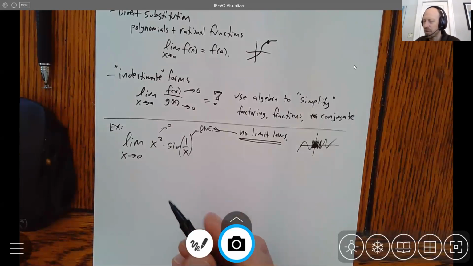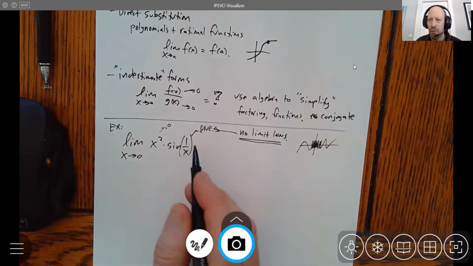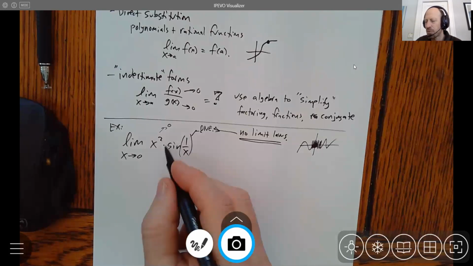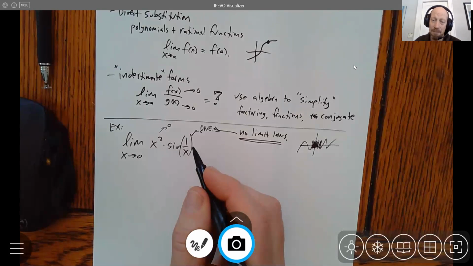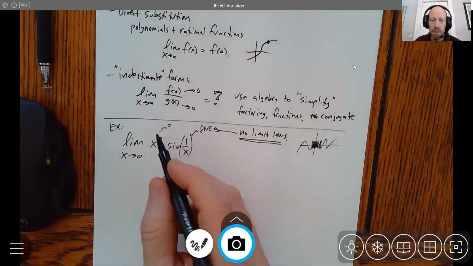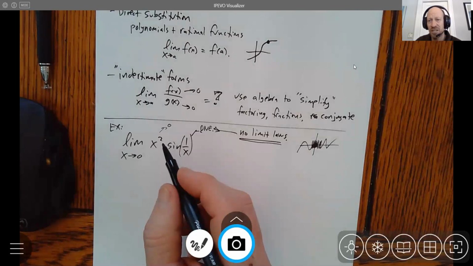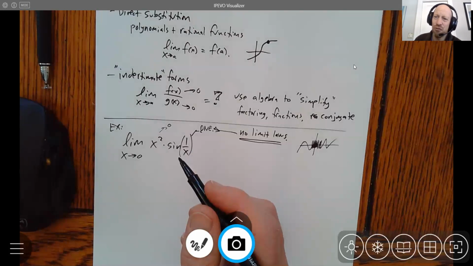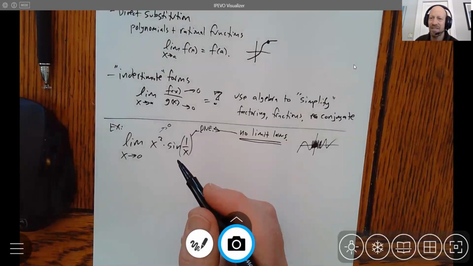But you might remember the sine function: no matter what I put into it, the sine is never bigger than 1 or less than -1, right? It's always between 1 and -1. So I'm multiplying something that's at most 1 by x squared, which is getting really, really close to 0. So when I multiply this together, you might intuitively begin to guess that it is heading towards 0.